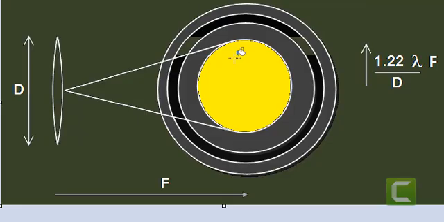Now suppose you have a lens of diameter d. The image of some object is formed at the focal point. Then the image will look like this. The image will have a bright central region. Any image will have a bright central region whose radius is given by 1.22 lambda by d into f. Keep this in mind. So when you say image of a lens, the central portion is given more importance.